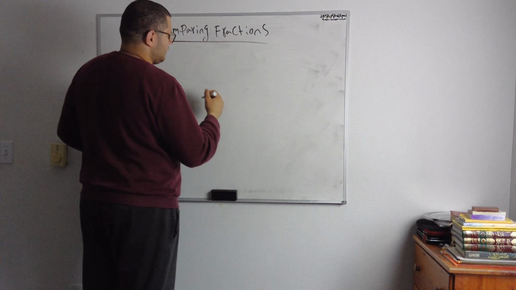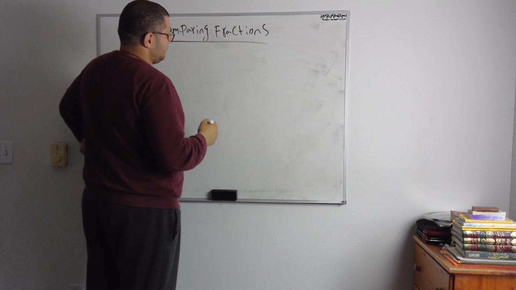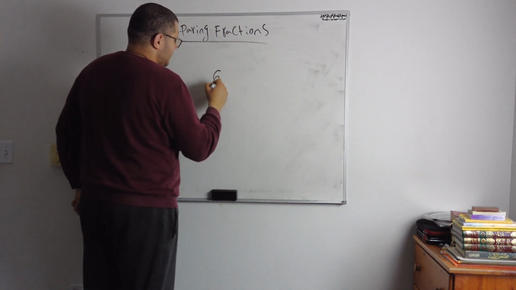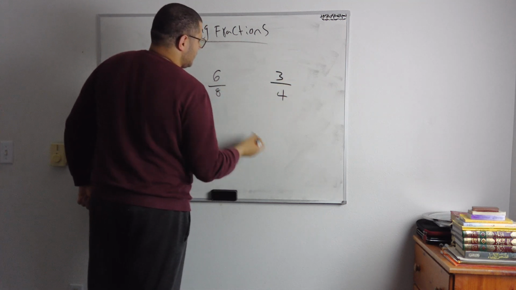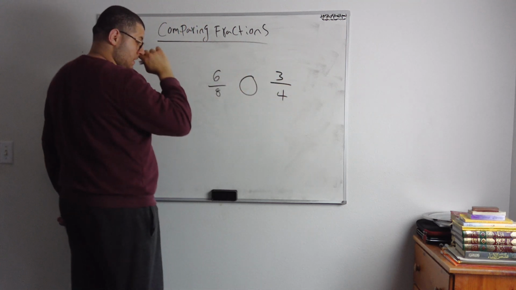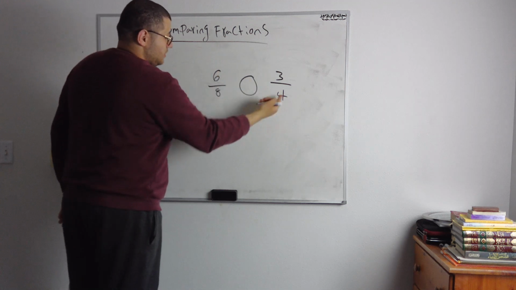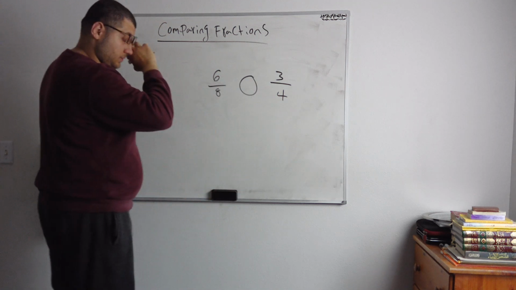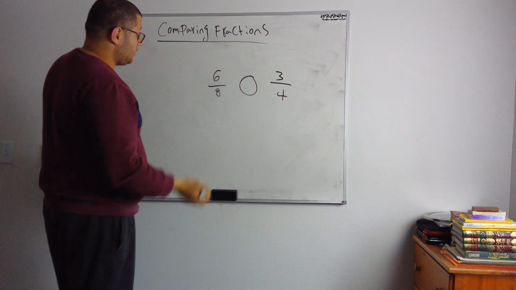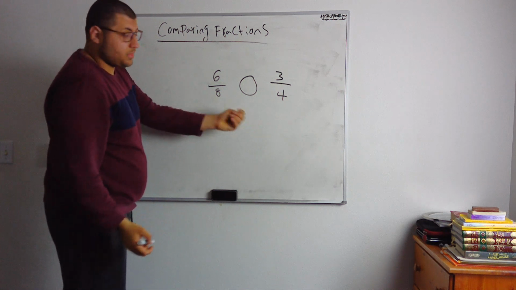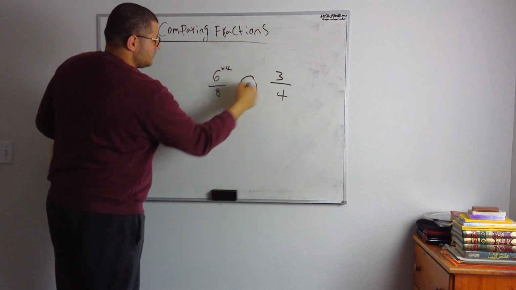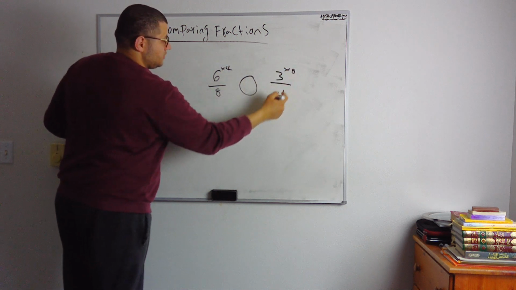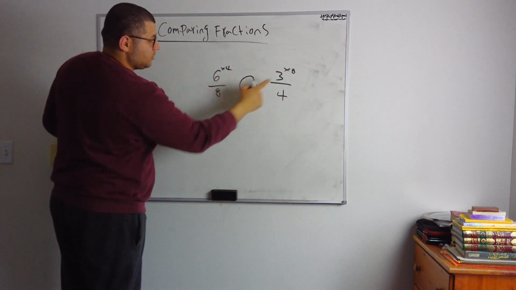How about if we have, let's say, a 6 out of 8, and then a 3 out of 4. How do we find out if this is bigger than this, or this is bigger than that, or if they are equal to each other or not? How do we find this out? Well, we do the same thing. This times the 4. This times the 8. So we take that, we multiply it here. We take that, we multiply it here.